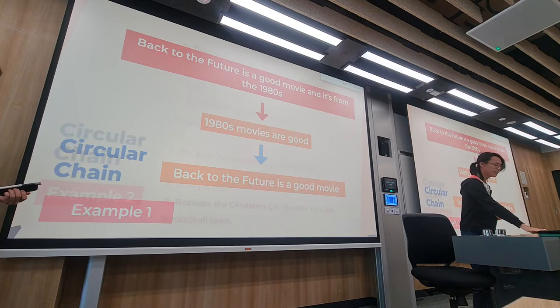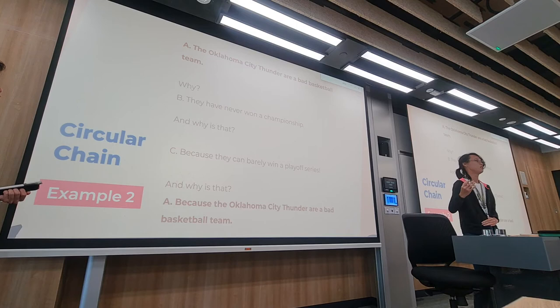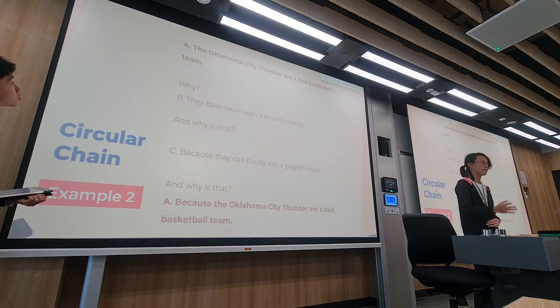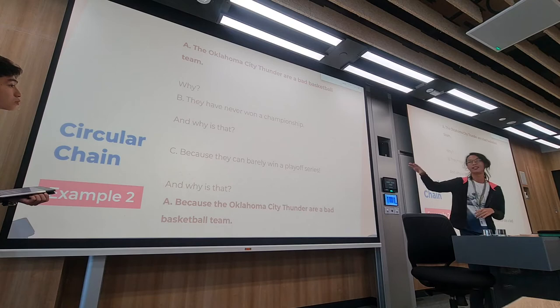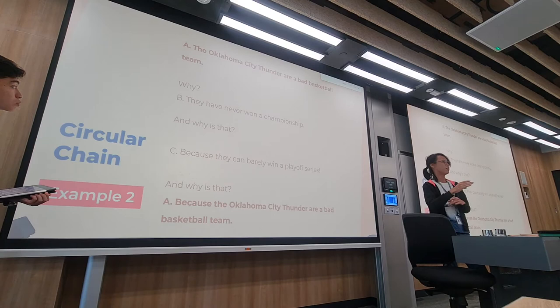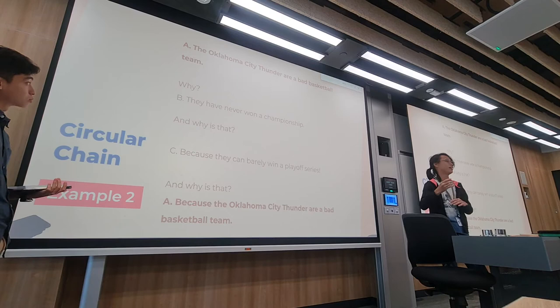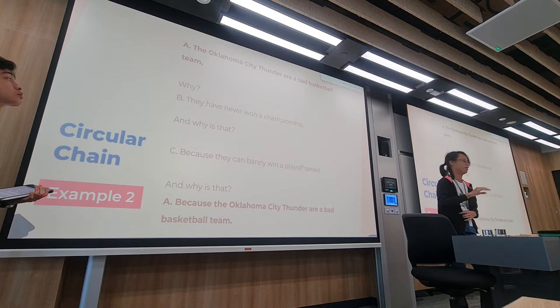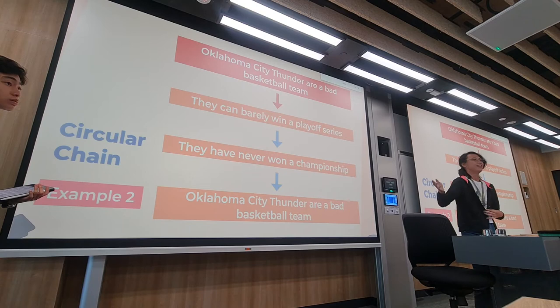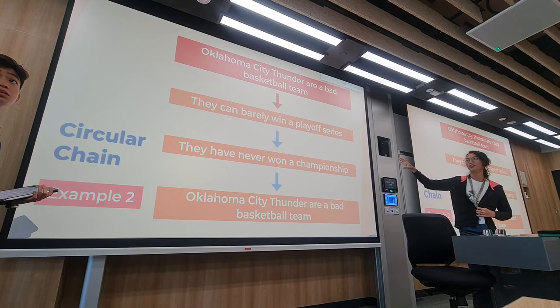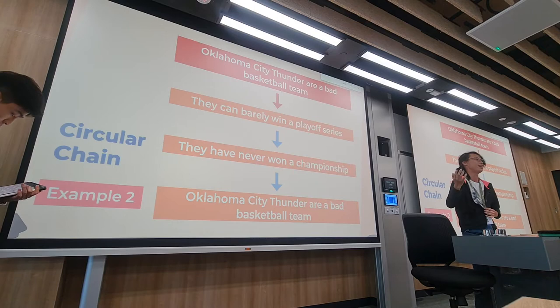Similarly, in this example, a circular chain argument is being used to show that the Oklahoma City Thunder are a bad basketball team. As you can see, it's a complex argument with an additional layer. There are two sub-conclusions within this complex argument, and this is how many people try to conceal the basic premise. They try to avoid begging the question by concealing the basic premise behind many different layers of circular chain argument. The basic premise underpinning all their other sub-conclusions, that they can barely win a big playoff series and they have never won a championship, is the roundabout assertion that this team is a bad basketball team.